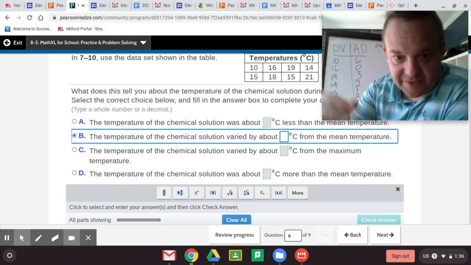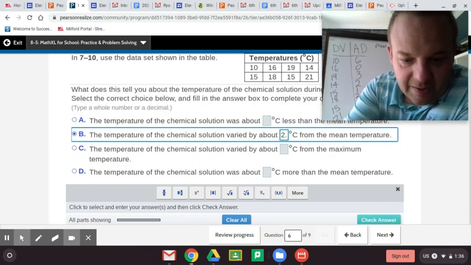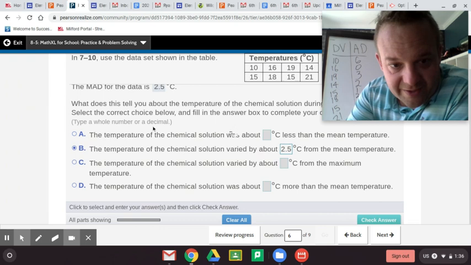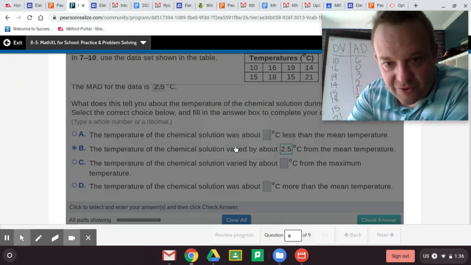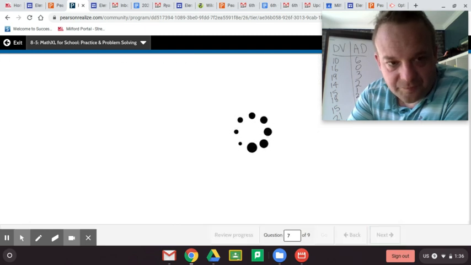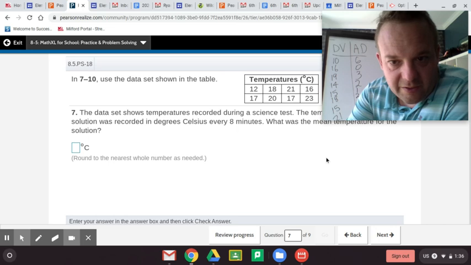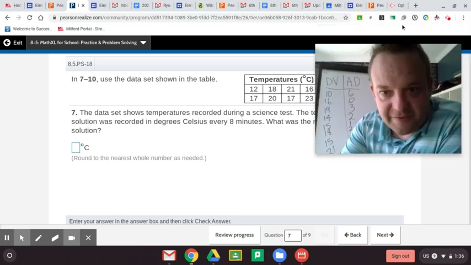and 2.5 away. If yours is repeating, make sure to round it to the nearest tenth, nearest closest decimal. Okay, next question. All right, it looks like we're doing the same thing. So you're going to get lots of examples of this.